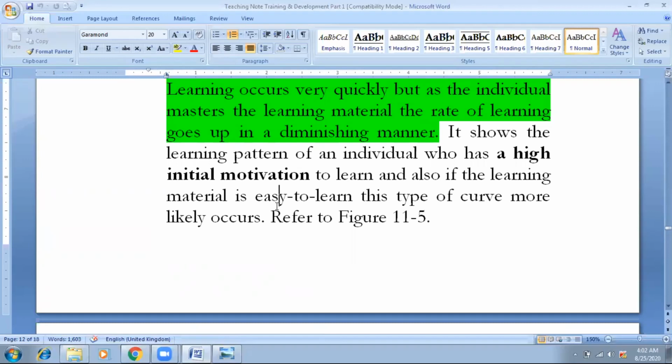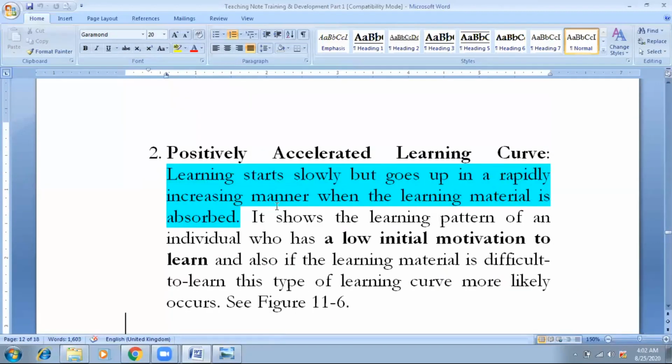So then the total degree of learning, of course, has been increasing, but in a diminishing way. The added learning is diminishing. Then the positively accelerated learning curve: learning starts slowly, but goes up in a rapidly increasing manner when the learning material is absorbed. It shows the learning pattern of an individual who has a low initial motivation to learn, and also if the learning material is difficult to learn. This type of learning curve more likely occurs.